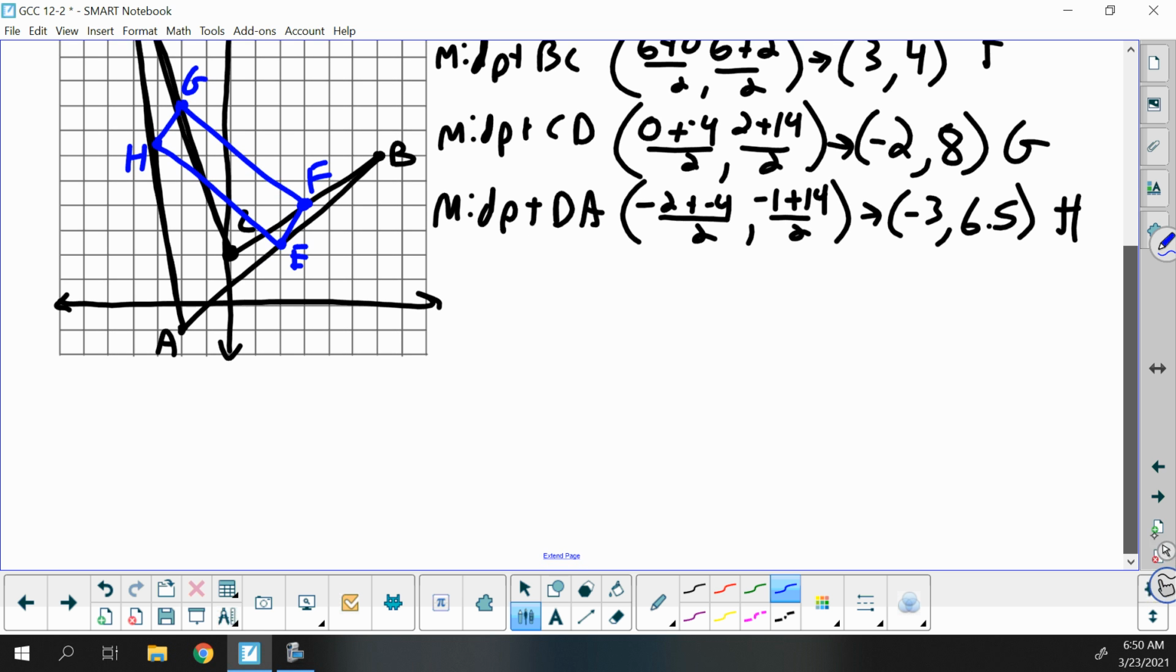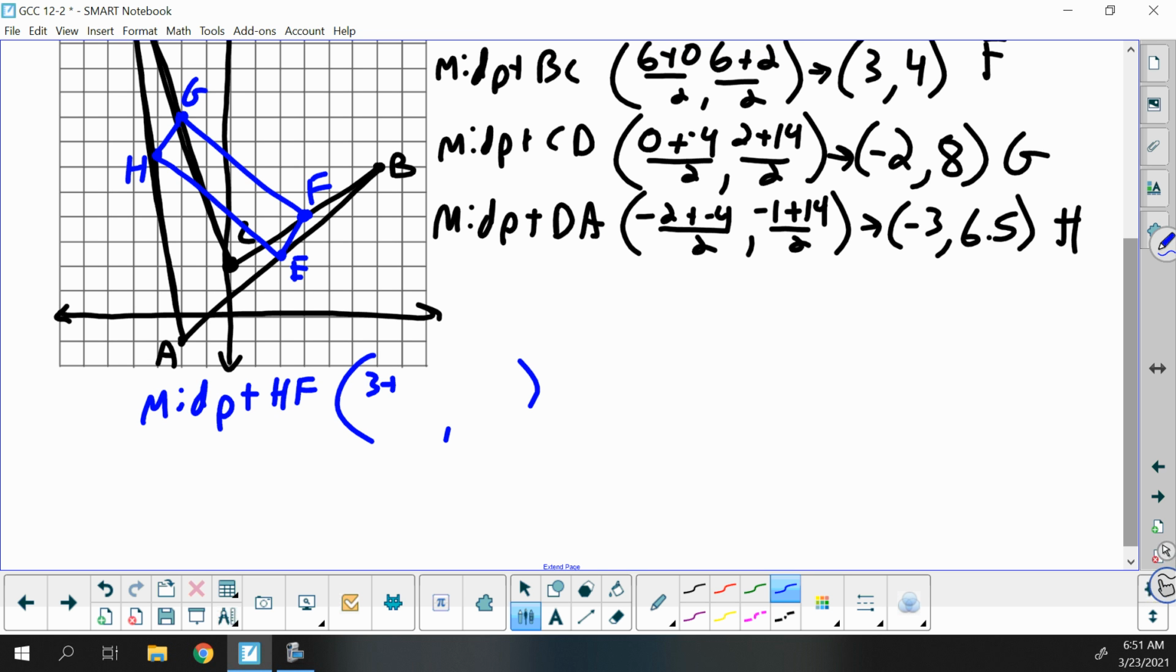Well, so we've got the figure. We still have to show that it is a parallelogram. So we're going to do it just like we did the last question. We'll do the midpoint of the diagonals. So let's do our midpoint of HF. We had already written the midpoint formula in the problem, so we don't have to rewrite it. So if we take our points H and F, we'll have 3 plus negative 3 over 2 and 4 plus 6.5 over 2. 3 plus the negative 3 is 0. 0 divided by 2 is 0. 4 plus 6.5 is 10.5. Half of that is 5.25.